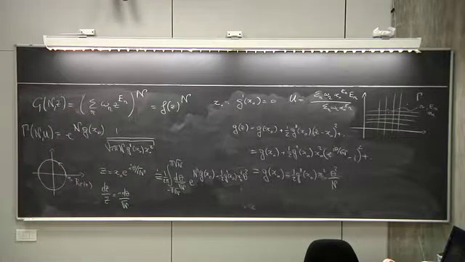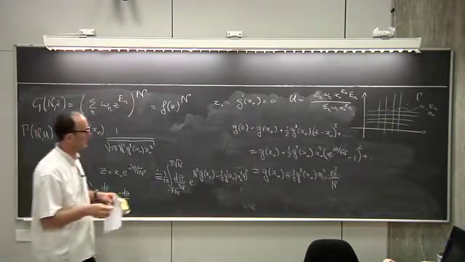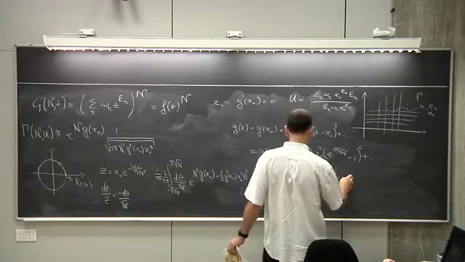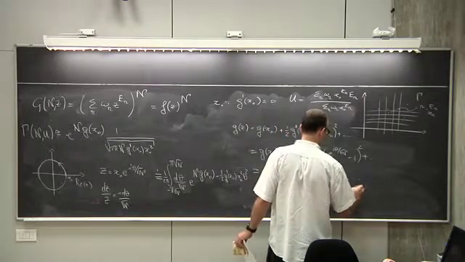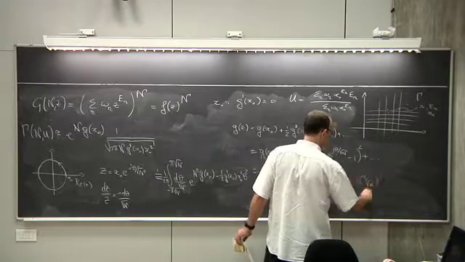Okay? And well, this is an approximation because there will be higher order terms here, which are of order at least 1 over the square root of n.